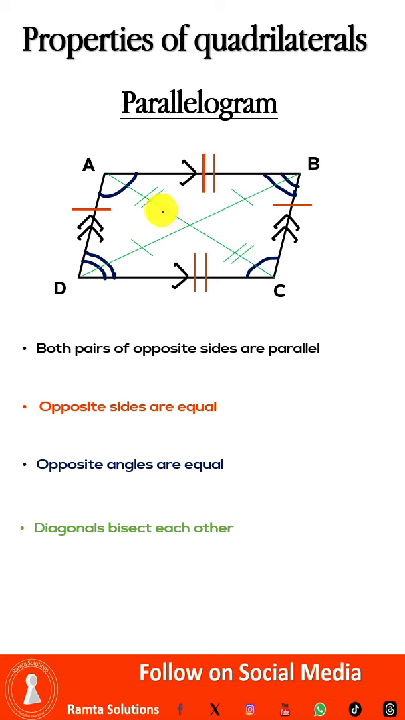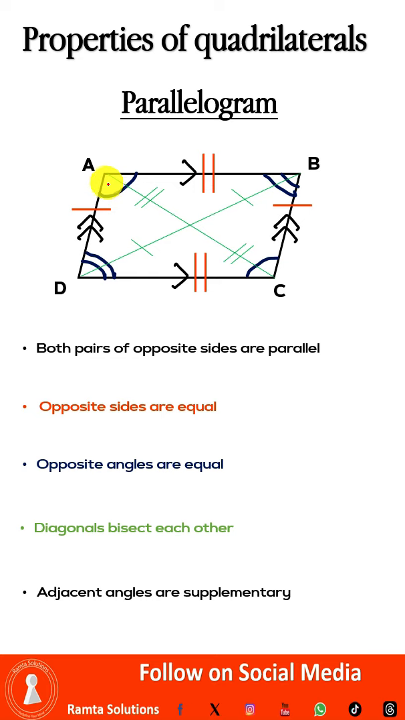Now, remember I said the lines are not equal in length. Okay? So that means one half of AC is equal to the other half of AC. One half of BD is equal to the other half of BD. Lastly, adjacent angles are supplementary.